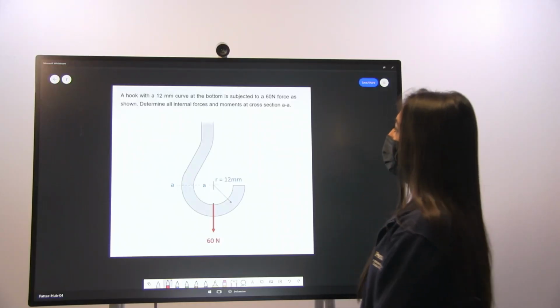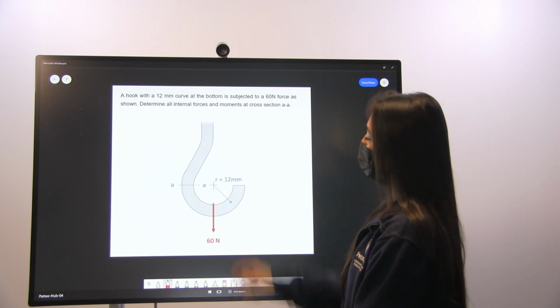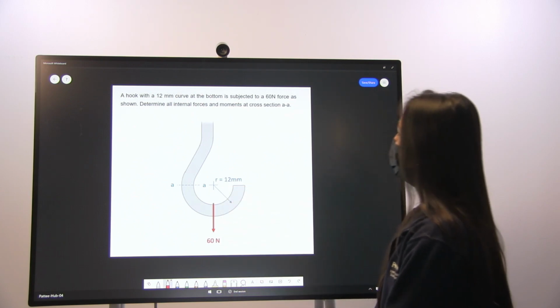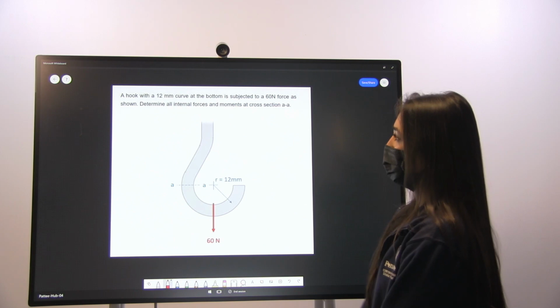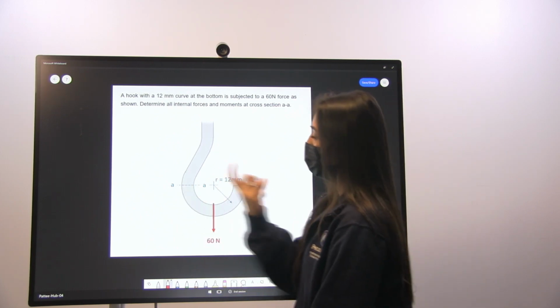For this problem, we have a hook that has a 12 millimeter curve at the bottom, and it is subjected to a 60 Newton force acting downwards as shown in our diagram. And we are tasked with determining all of the internal forces and moments at this cross-section AA.